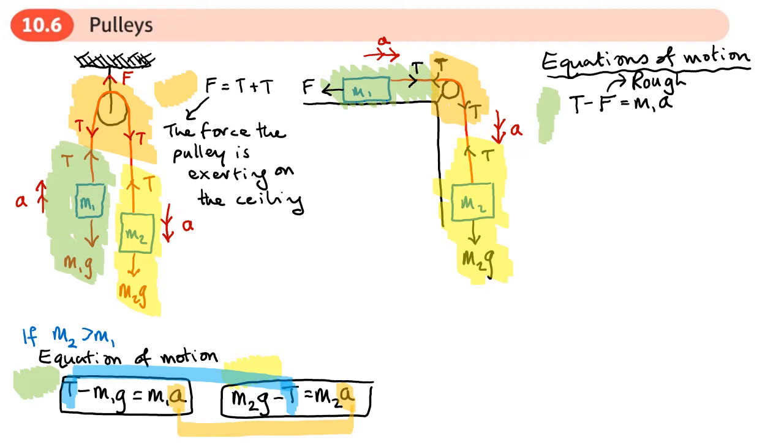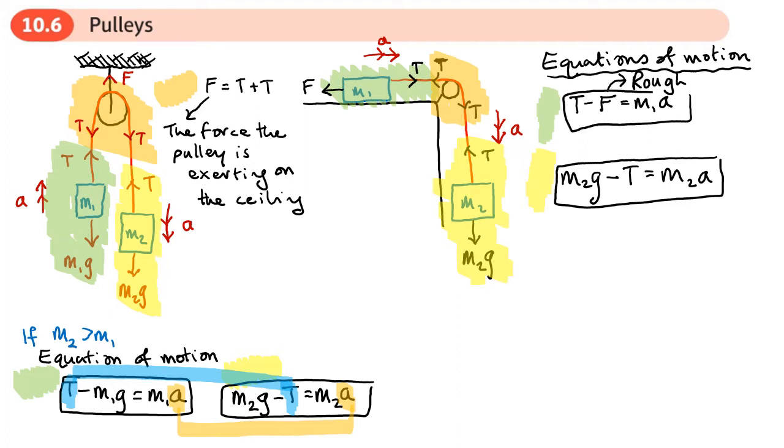Let's look at the bit that's highlighted in yellow. Since M2 is moving down, the equation of motion would be M2G, because that's the greater force going down, minus T equals M2A. So that would be our equation of motion for the mass that's going up and down. And just like before, we can link the equations together by T, because that will be the same in both, and A will be the same in both as well.